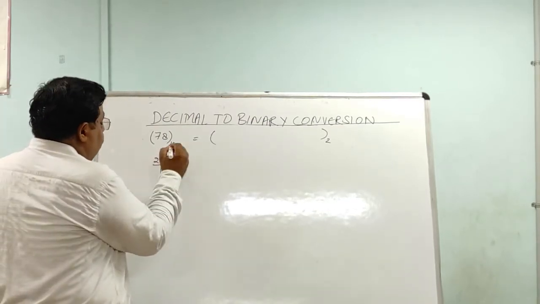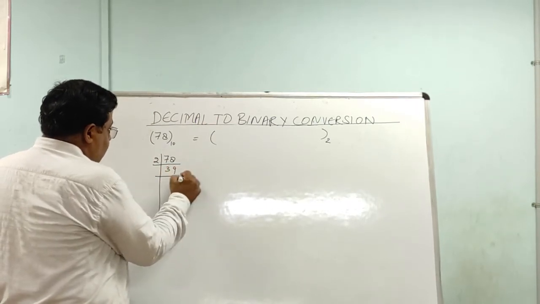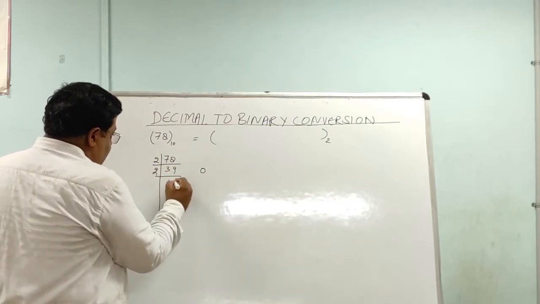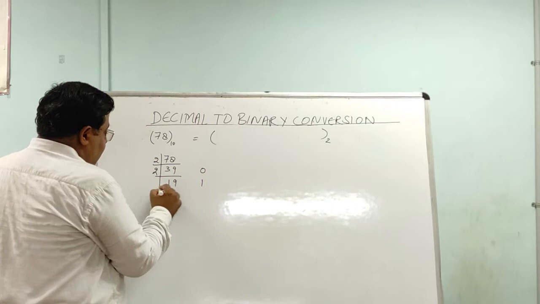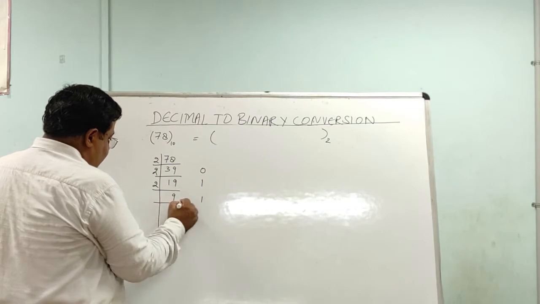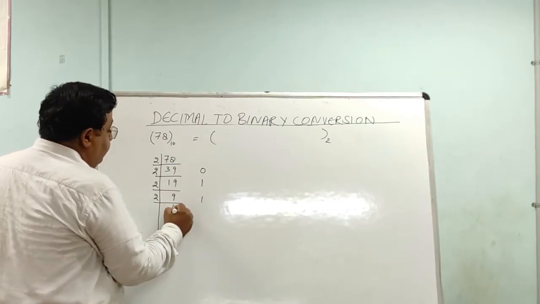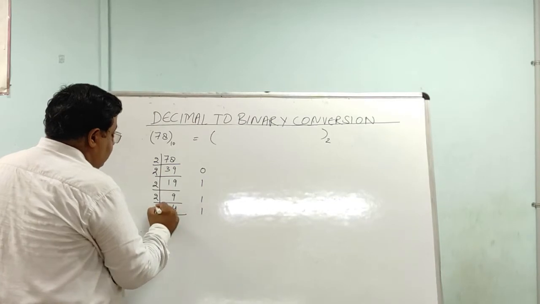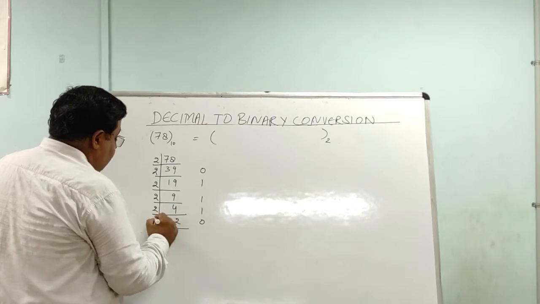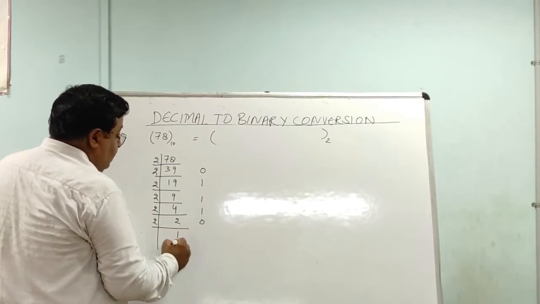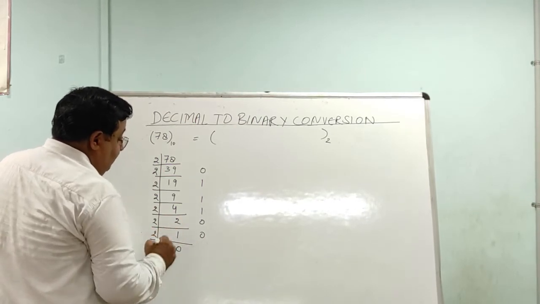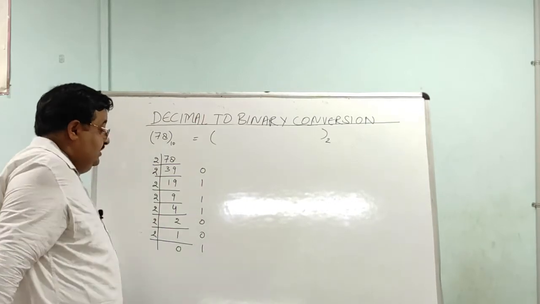So, dividing it by 2, I get 39 with 0 remainder. Dividing by 2, I get 19 with 1 remainder. Dividing again by 2, I get 9 with 1 remainder. Similarly, dividing by 2, I get 4 with 1 remainder. Again dividing by 2, I get 2 with 0 as remainder. Dividing by 2, I get 1, again 0 as the remainder, and in the final step again I will divide by 2, I will get 0 as the quotient and 1 as the remainder.